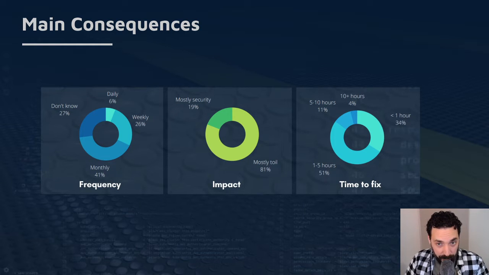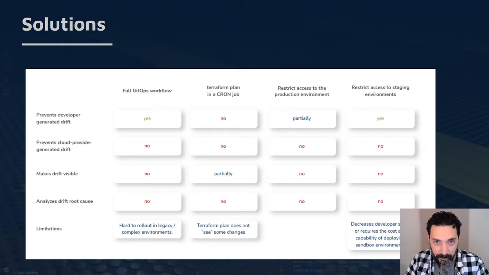But also, nearly 20% of those drifts ended up being security issues, like open ports, forgotten vulnerable VMs, lost subnets, bad policies. So it's not minor issues we're talking about here. So we asked the same people what they did about it, because we're a population that loves tools, we love fixing problems, we made it a way of life.